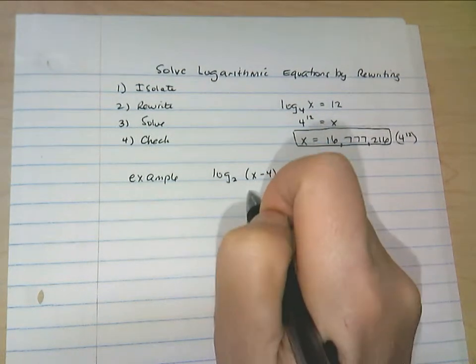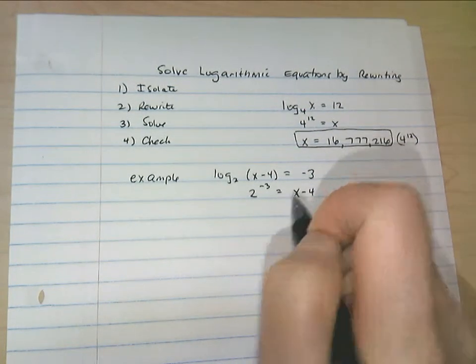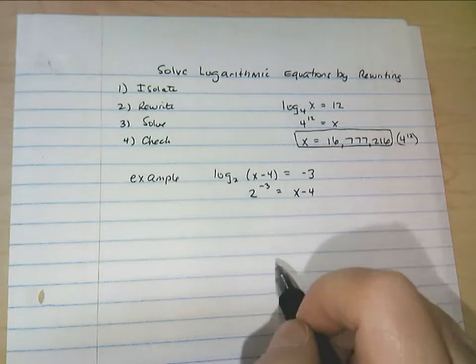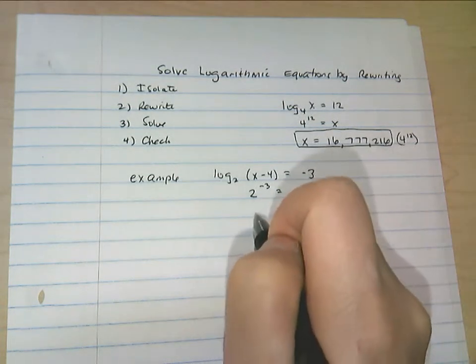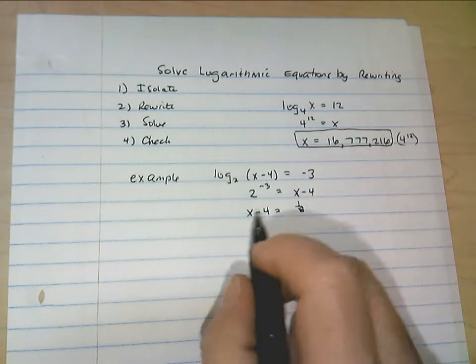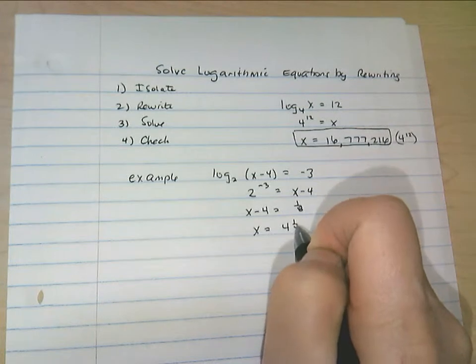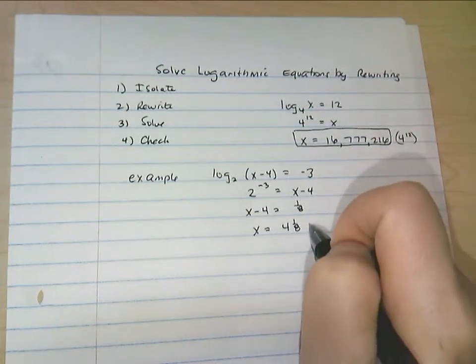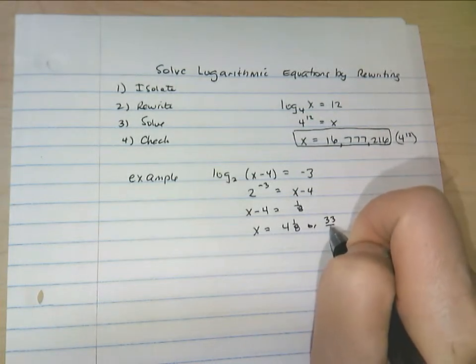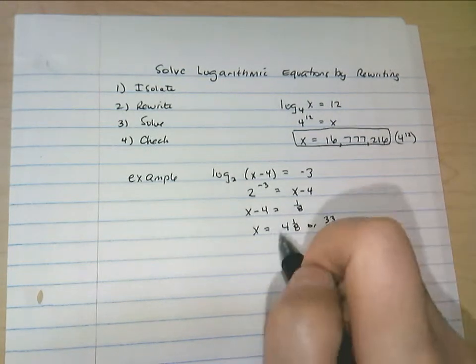I'd have 2 to the negative 3rd power is equal to x minus 4. 2 to the negative 3rd power is equal to 1/8. So I'm going to rewrite this as x minus 4 equals 1/8. I need to add 4 to both sides. So when I add 4, I get 4 and 1/8. I can leave it like that. I can rewrite it as 33 over 8. Or I can write it as a decimal, 4.125.